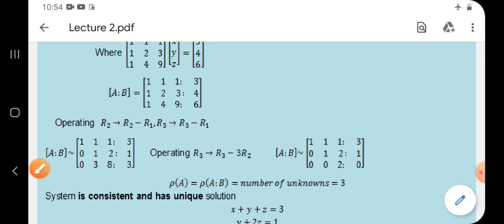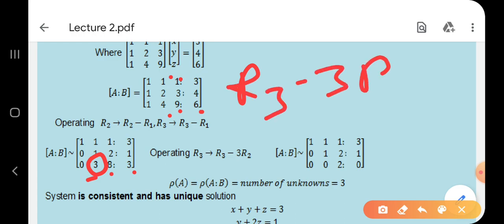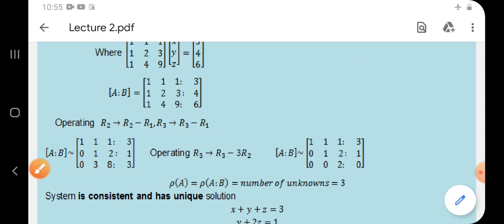Next one is R3 minus R1. Again 1 minus 1 is 0, 4 minus 1 is 3, 9 minus 1 is 8, 6 minus 3 is 3. Correct? So we get our matrix 1 1 1 3, 0 1 2 1, 0 3 8 3. Now I have to make this 3 zero. That is R3 minus 3 R2, because my job with R1 is over. Now we have to concentrate on R2.